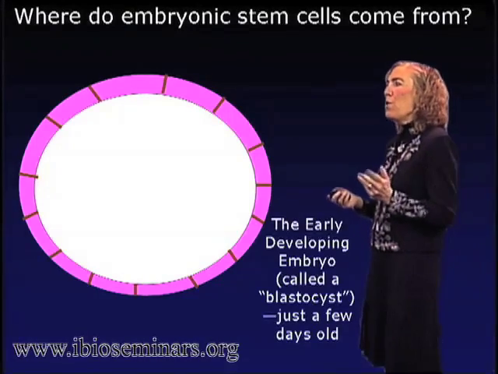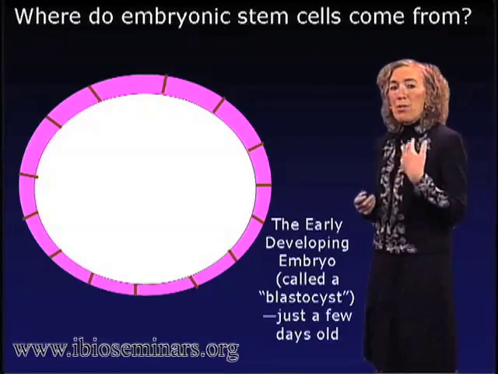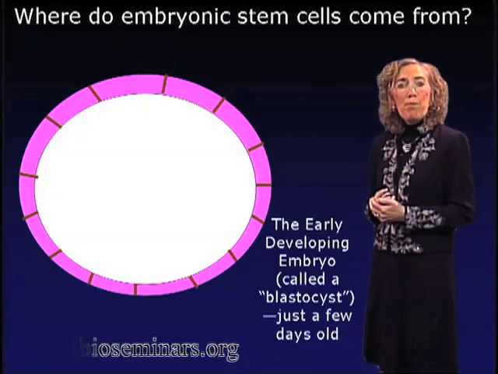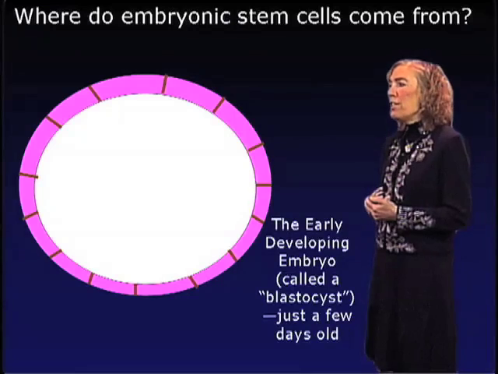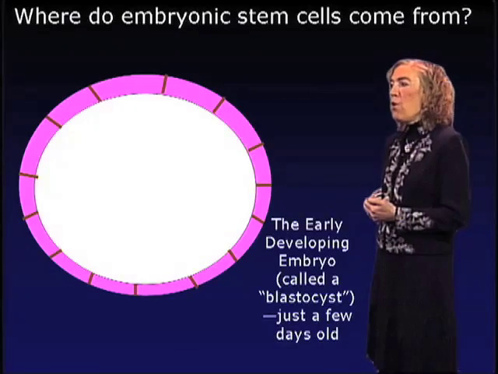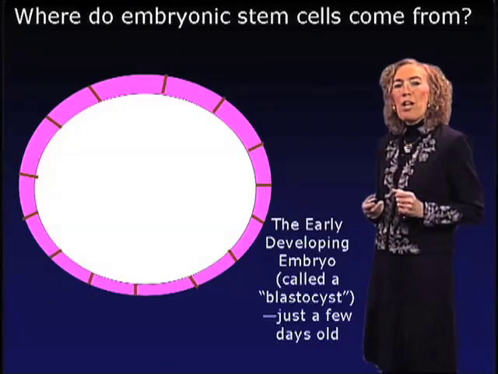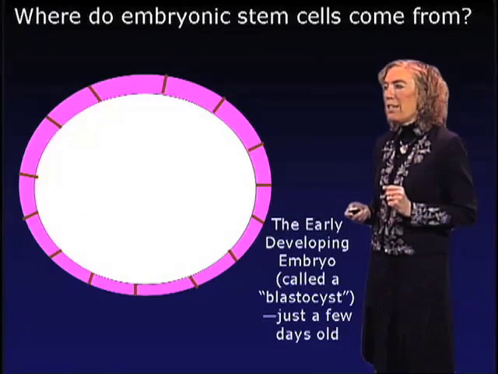So where do embryonic stem cells of the body come from? Well, my laboratory studies the mouse, as do many of the researchers in the stem cell field. And in the early developing embryo, we call this a blastocyst. And already at just only a few days old, the blastocyst already has differentiated into two different cell types.